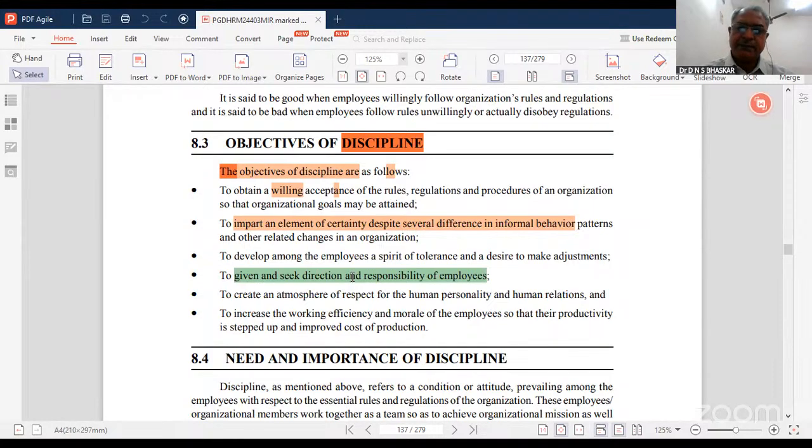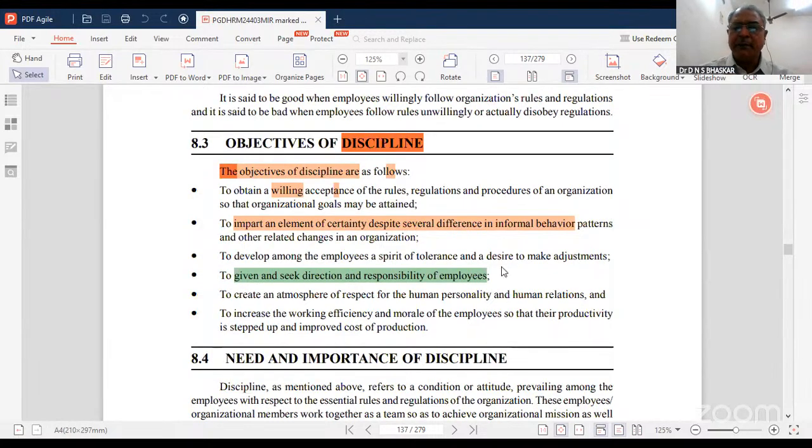To impart the element of certainty despite several differences in the informal behavior of the employees. Normally, each employee will have his own type of behavior, his own individual behavior, and in case of informal behavior, no two minds are equal. So, with the help of the discipline procedure, the various differences between the informal behaviors of the employees can be brought onto one single ground.